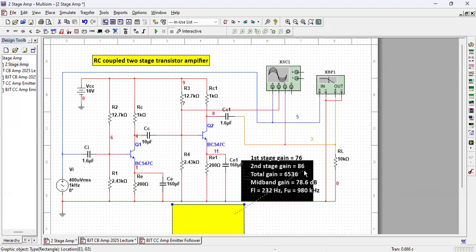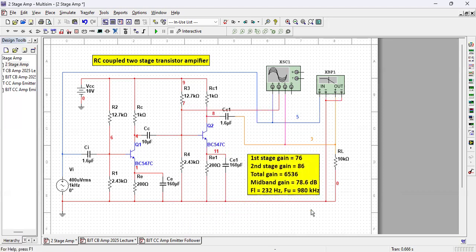I think we have come to the end of this module where we have discussed the nitty-gritties of common base, common emitter, and common collector amplifiers. We have learned how to measure input impedance, output impedance, current gain, voltage gain, and bandwidth, including the lower cutoff frequency F1 and upper cutoff frequency F2, and what happens when you multi-stage the amplifier. If you multi-stage the amplifier, gain will be higher, but your bandwidth will be lower.